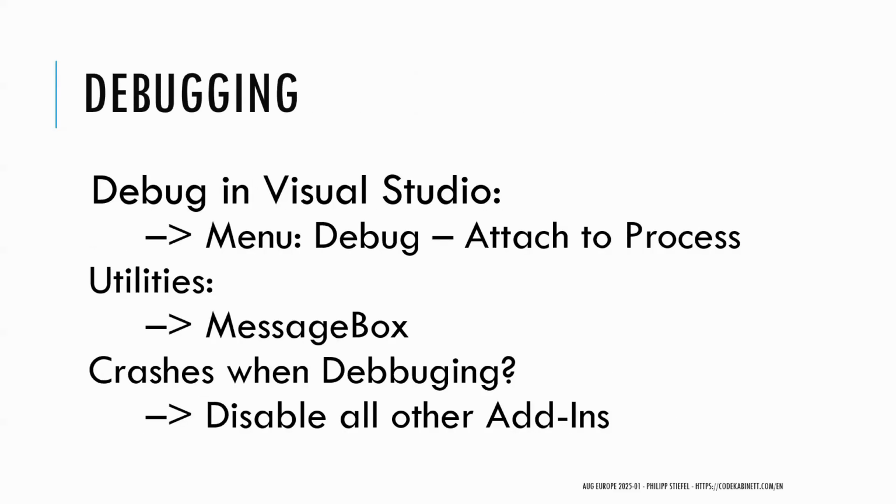In Visual Studio, there is the menu Debug, and it has an option Attach to Process. You can use that to attach to a running instance of Microsoft Access that is running your COM add-in, and then you can use the debugger to step into the running code and debug that step by step.